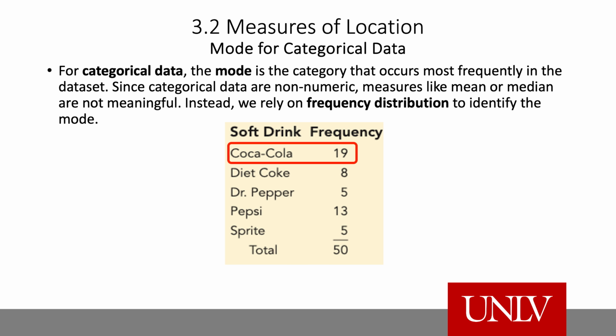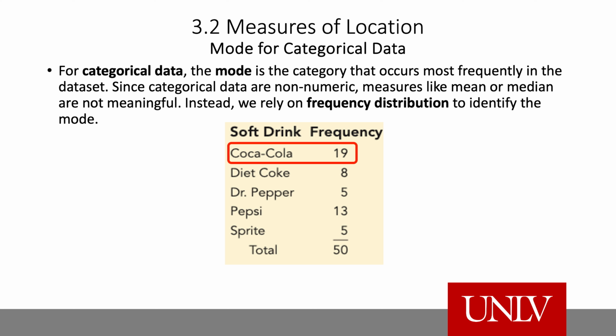Now we're going to talk about the measures of location. In categorical data, the only common measure is mode, which is the central location defined as the value that occurs with greatest frequency. Since categorical data are non-numeric, measures like mean or median are not meaningful. Instead, we rely on frequency distribution to identify the mode. A frequency distribution table lists each category along with the number of times it appears, which is the frequency. So to determine the mode, we need to construct a frequency distribution of the categorical variable, and then compare the frequencies of all categories. The category with the highest frequency is the mode.